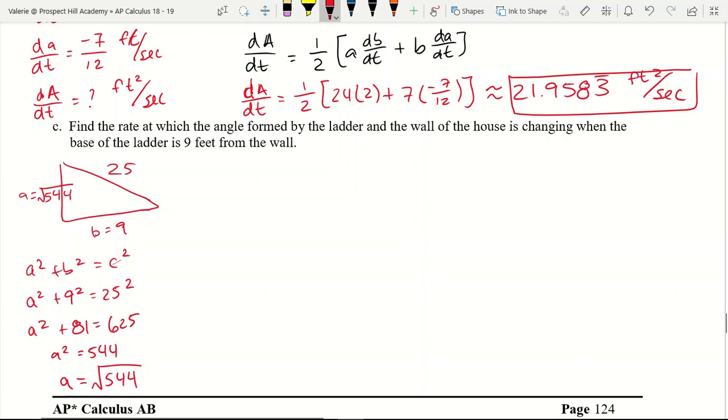All right. So in this problem, we want to know the rate at which the angle is changing. So we are looking for d theta/dt. And we're looking for the angle formed by the ladder and the wall of the house. So that angle is going to be up in this corner. And we also know that the base is changing, right? But we're looking at the instant when the base is 9 feet.